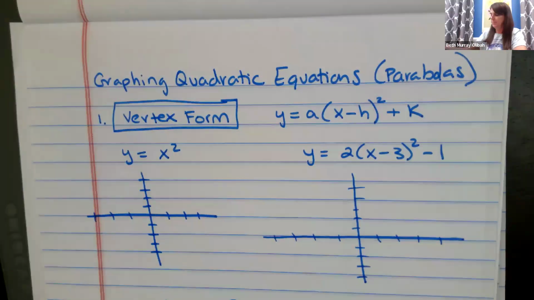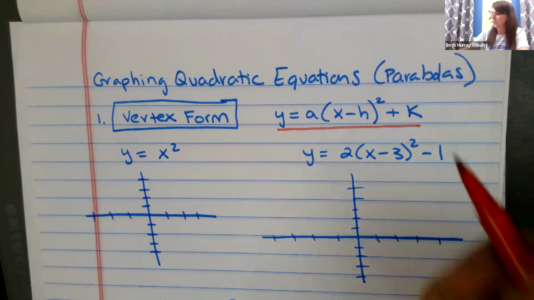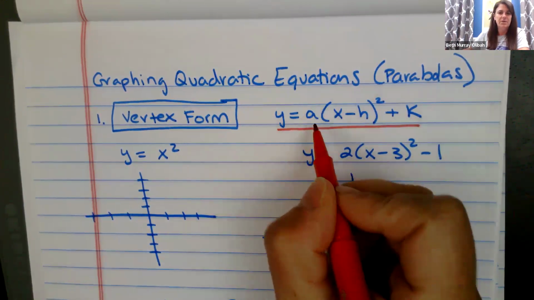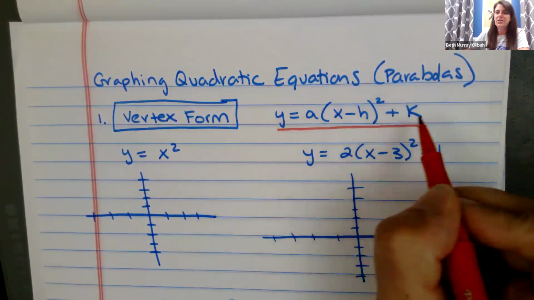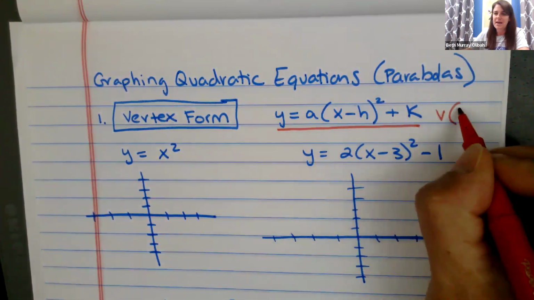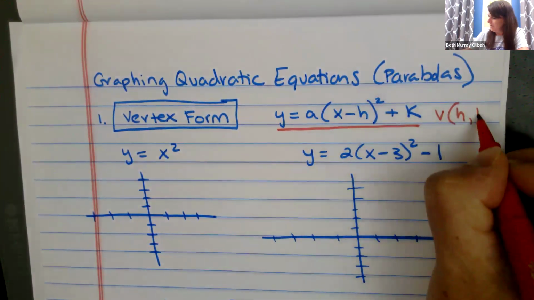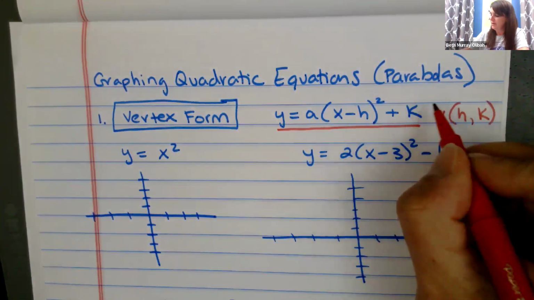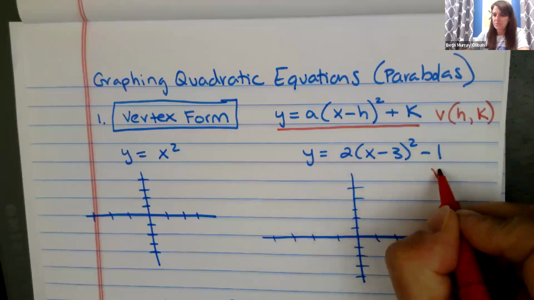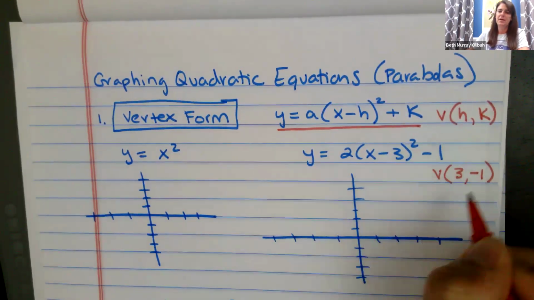So, vertex form, this is how it should be set up. A, H, and K should all be numbers. A lot of times the A will just be a 1, so there'll be nothing there. But the H and the K is where the vertex comes from. So the vertex is H, which means it's the opposite of whatever number is in here, comma, K, whatever number is out here. So looking at this one that looks similar, the vertex will be 3, -1. But we'll get to that one in a second.